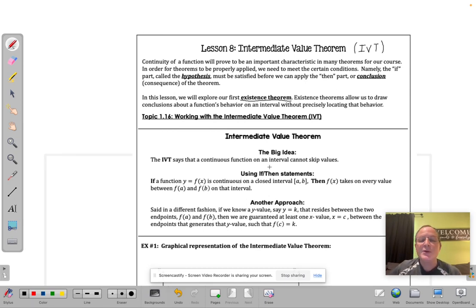So using an if-then statement: if the function y equals f of x is continuous from a to b, including a and b, notice the brackets there, then f of x takes on every value between f of a and f of b. So all of the y values. It'll take on all the y values in between.